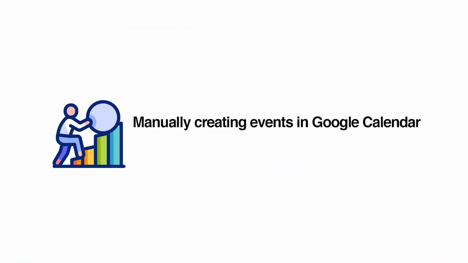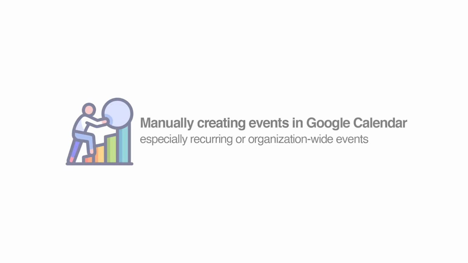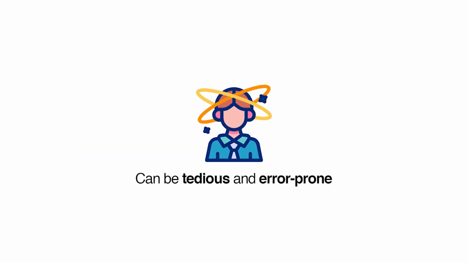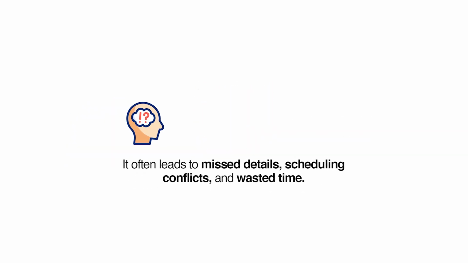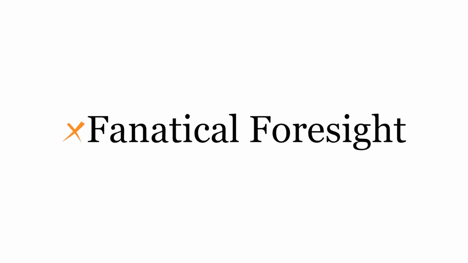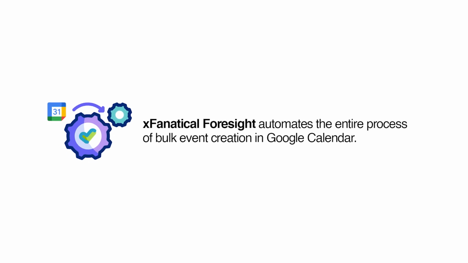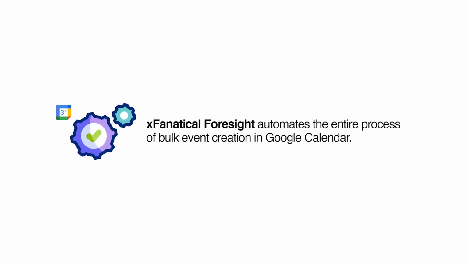Manually creating events in Google Calendar, especially recurring or organization-wide events, can be tedious and error-prone. It often leads to missed details, scheduling conflicts, and wasted time. That's where xFanatical Foresight comes in. xFanatical Foresight automates the entire process of bulk event creation in Google Calendar.